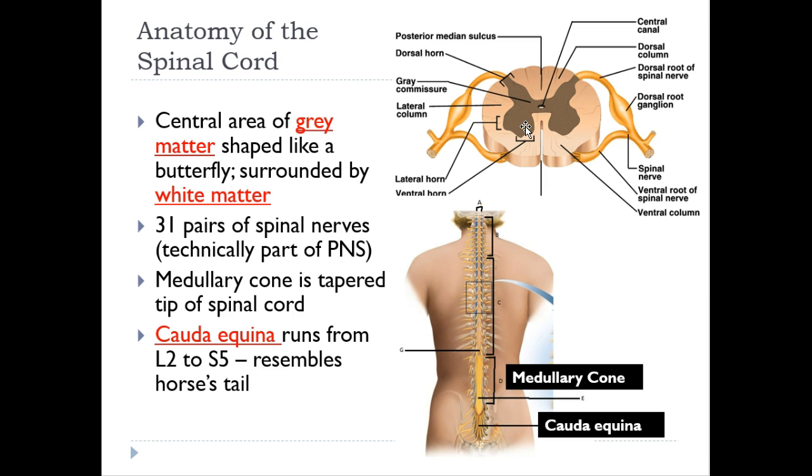There are 31 pairs of spinal nerves, part of the peripheral nervous system, and they taper to a cone as they get closer to the cauda equina. Remember that equina means horse tail, and that's why it sort of looks like a horse tail down here.